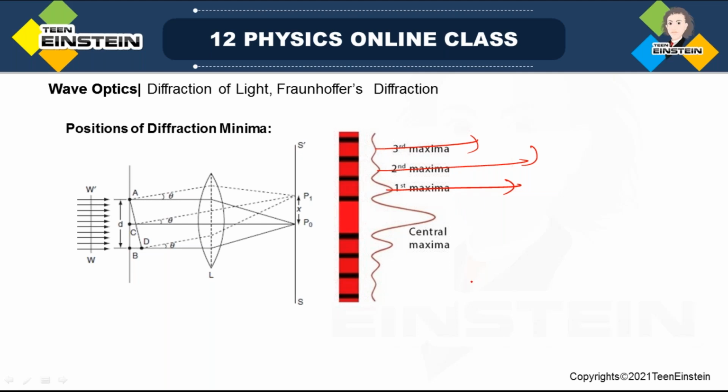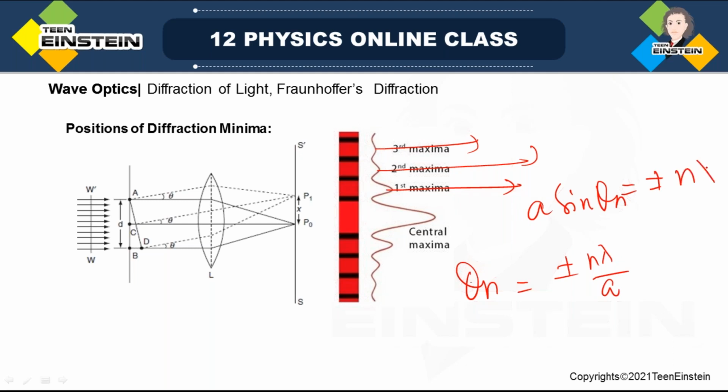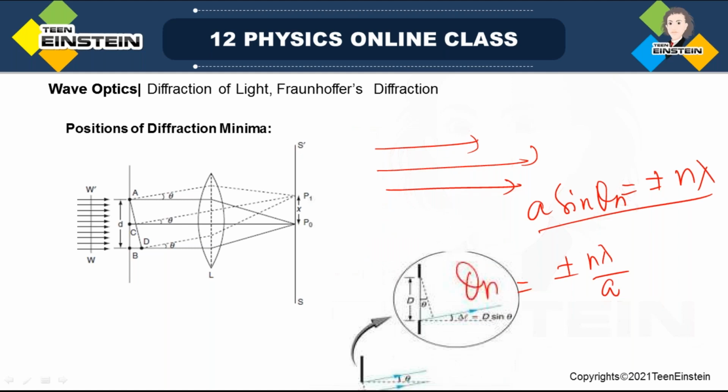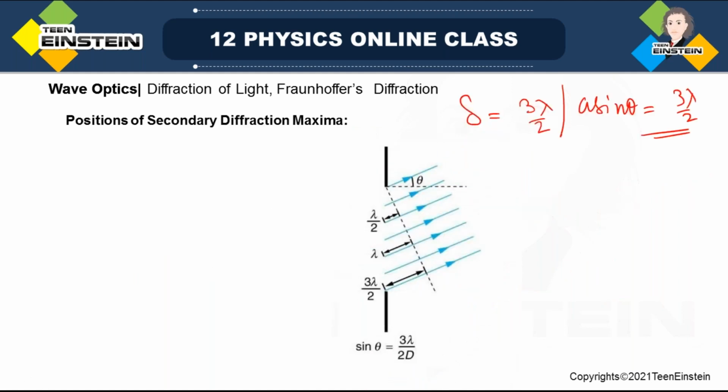So we have found the condition for minima. What are those? Theta n is equal to plus or minus n lambda by a, or a sin theta n is equal to plus or minus n lambda. This is the condition for minima to occur. Now we have to find the same thing for the position of the first secondary maxima. Let us say it is happening at path difference 3 lambda by 2.